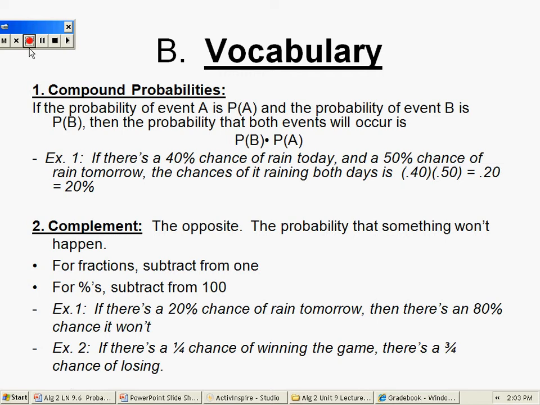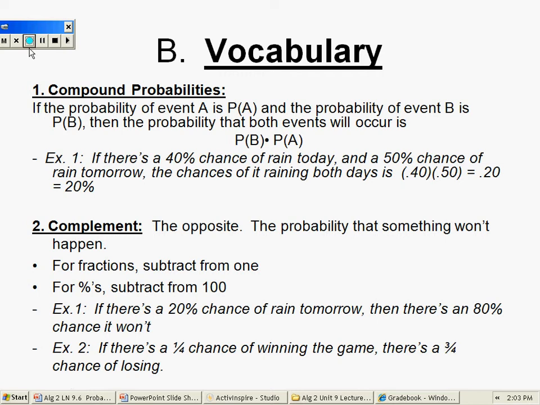It says, if the probability of event A is P of A, and the probability of event B is P of B, then the probability that both events will occur is P of B times P of A. So here's a word problem to kind of give it some more substance. If there's a 40% chance of rain today and a 50% chance of rain tomorrow, the chances of it raining on both days is, multiply them.